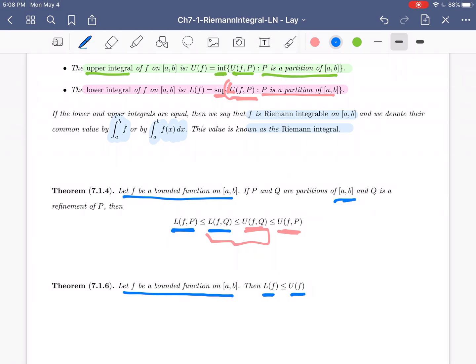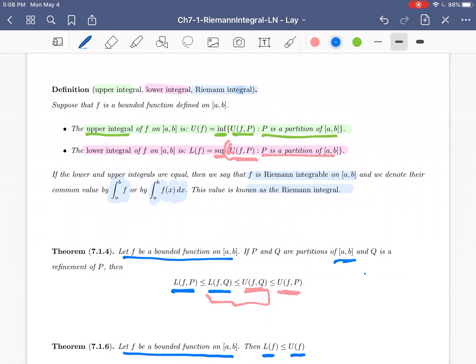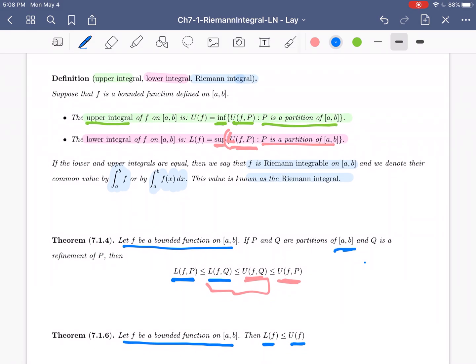All right, in our next video, we will take a look at an example where we find the upper and lower integrals and use some of these ideas to analyze that. All right, we'll see you there.